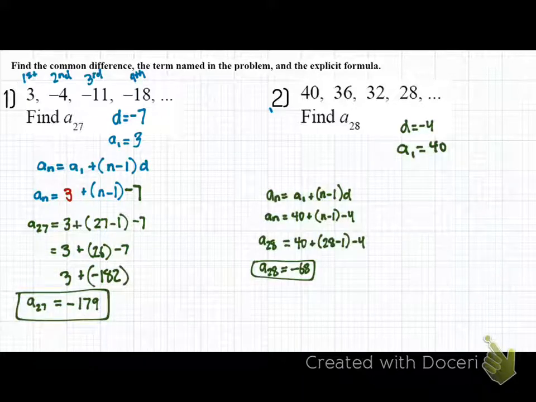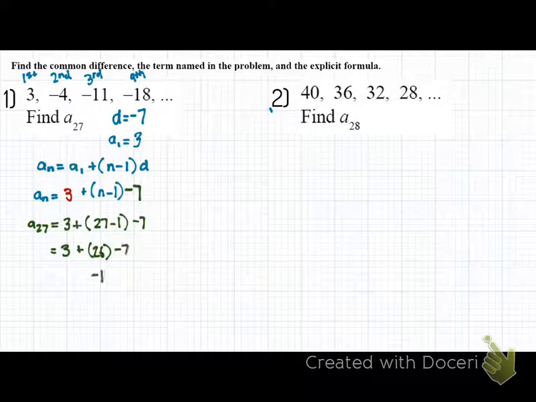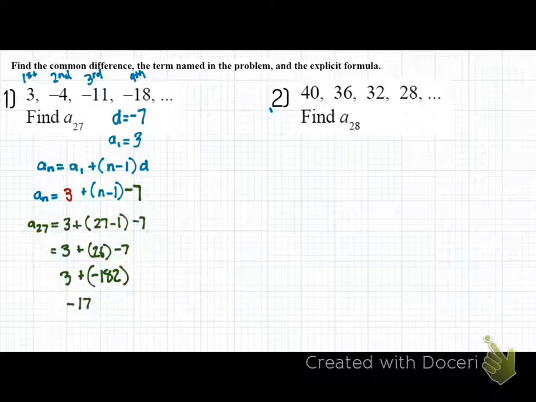So we got 3. There's your answer: negative 182. And then what's 3 plus negative 182? Negative 179. So that means that the 27th number, if I were to write all these out and get to the 27th number, would be negative 179. Okay? So that's how you do that.